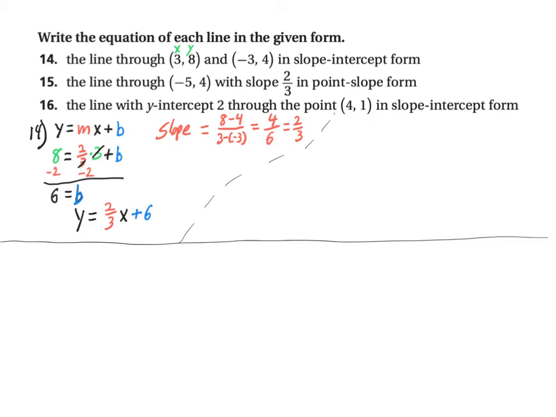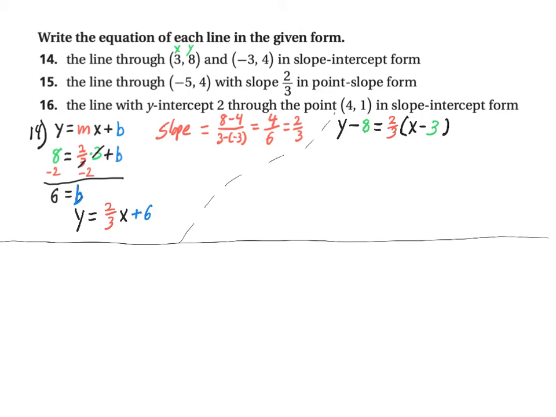So that would be y minus, and we can pick either of the 2 points. I'm going to pick the positive ones. So the 8 equals 2/3 x minus, and that value is 3.